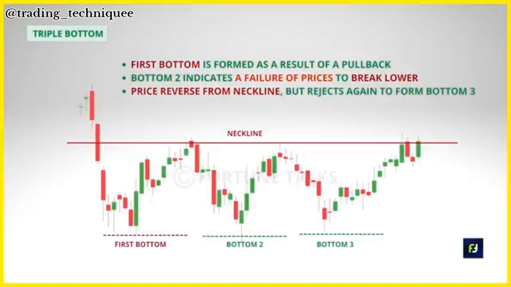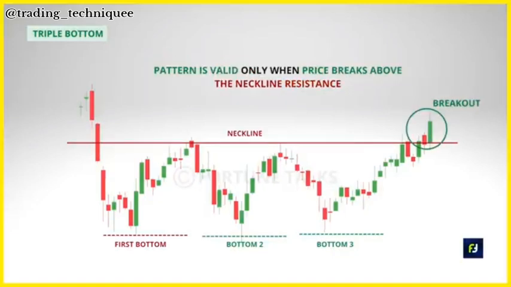So there are three lows visible, or three failed attempts to break out support lower. Now this looks like a triple bottom pattern and is only confirmed when the price breaks above the high of the consolidation, or the neckline resistance level. The entry, stop loss and target criteria are similar to the rules of the double bottom pattern itself.